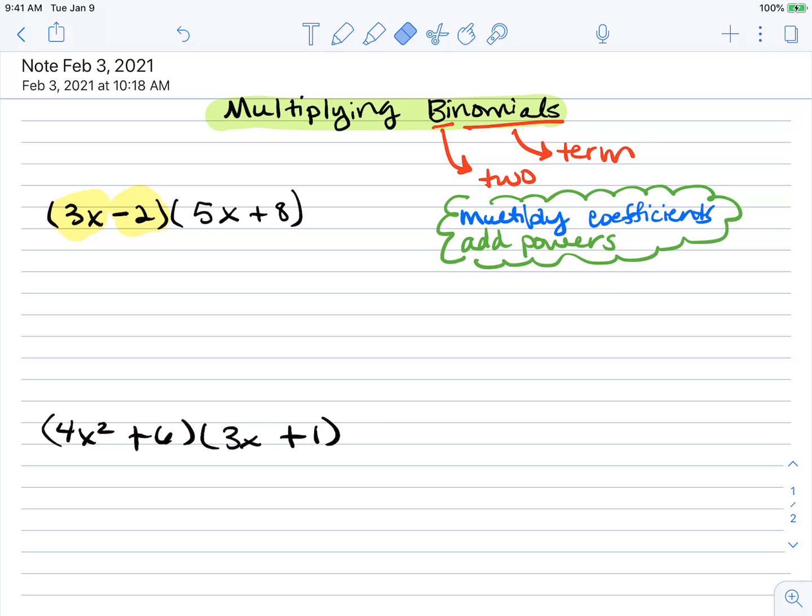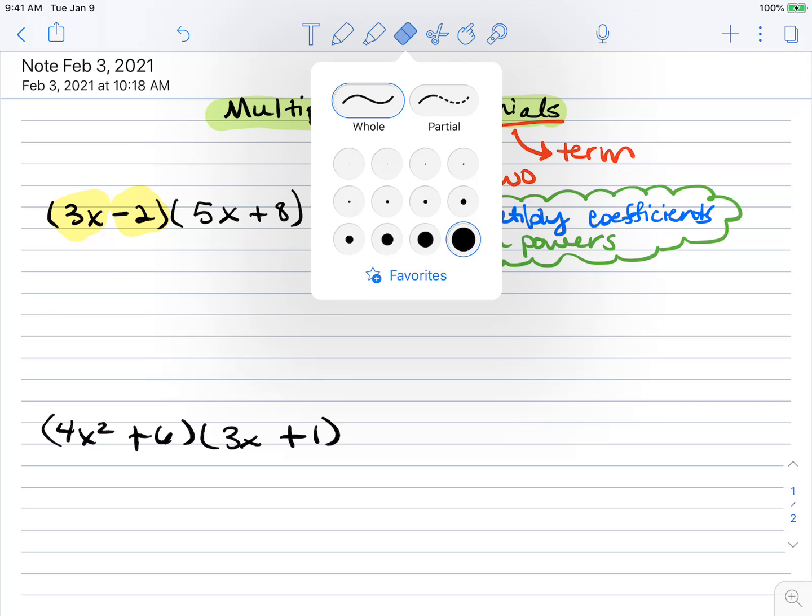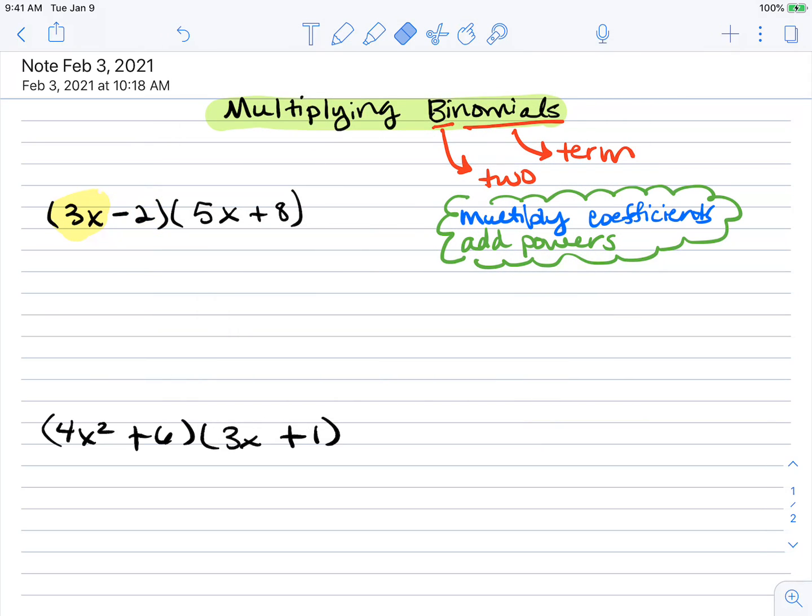And then if I'm looking at this other parenthesis group, this term and this term, I've got two terms in that second parenthesis group. So when I'm multiplying binomials, it's just the way I'm saying that I'm multiplying something with two terms by another thing with two terms. So that's what this is called.